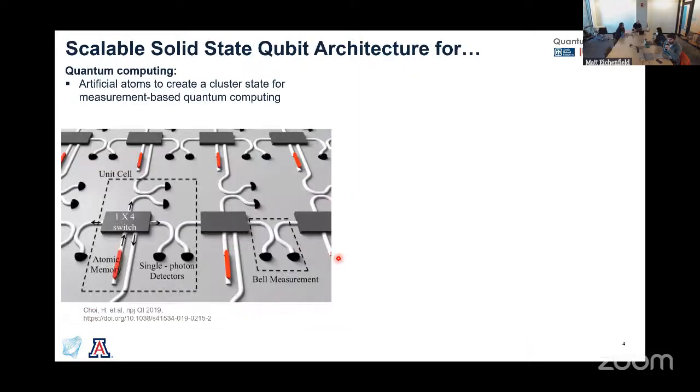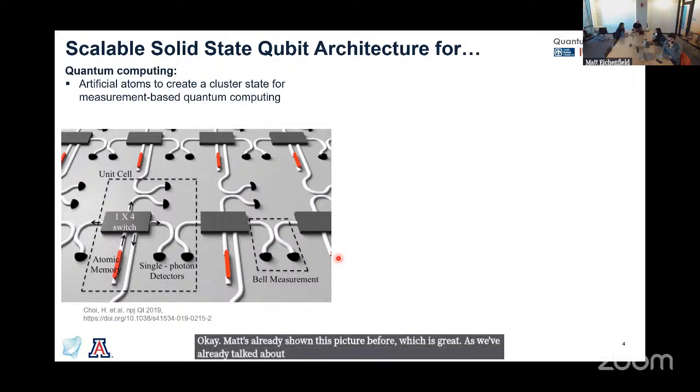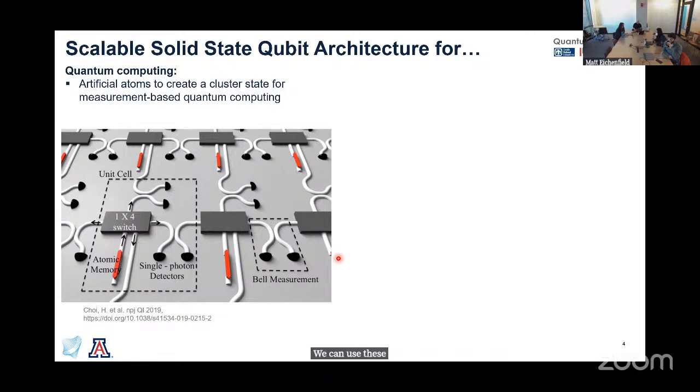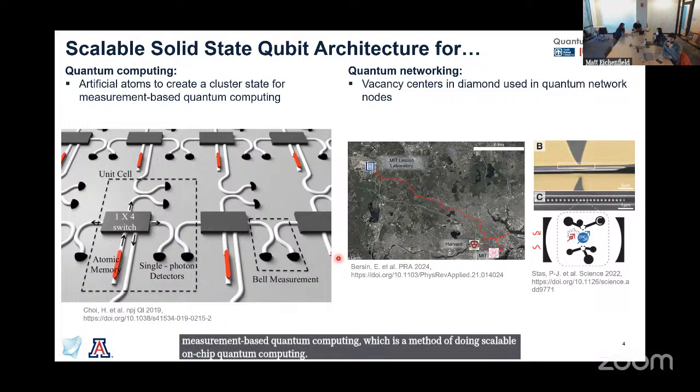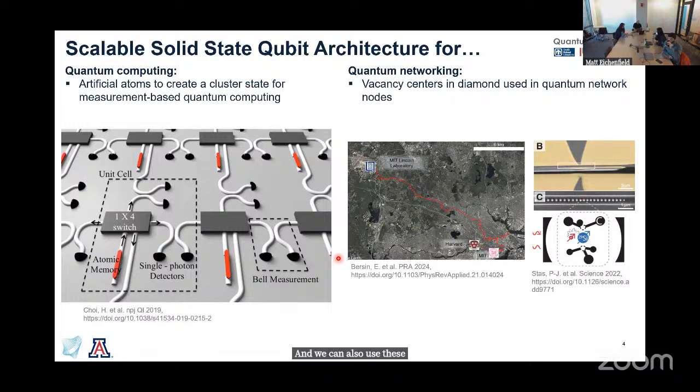Okay, and so Matt's already shown this picture before, which is great. As we've already talked about, this is great because for quantum computing, we can use these artificial atoms to create a cluster state for measurement-based quantum computing, which is a method of doing scalable on-chip quantum computing. And we can also use these vacancy centers in diamond as qubits and quantum network nodes.